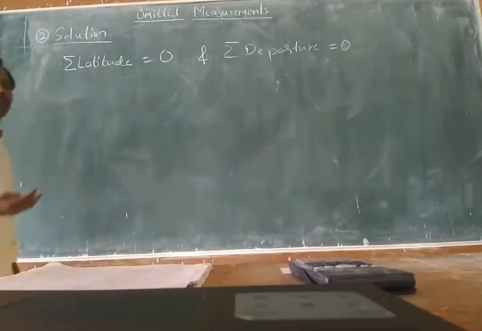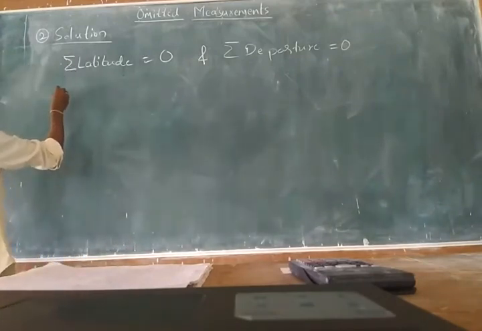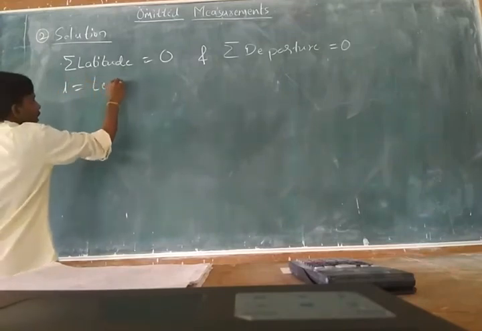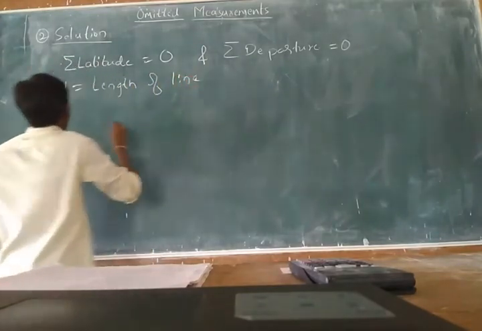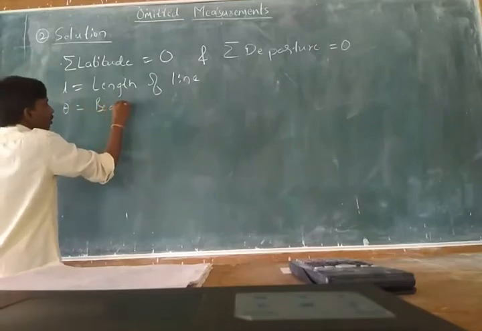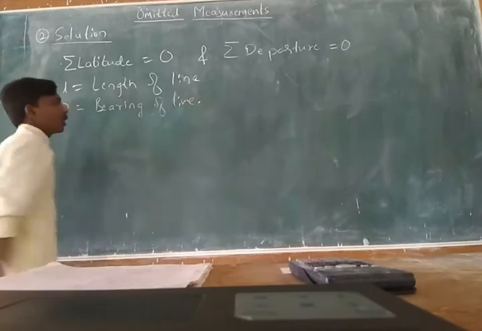We will get 4 lengths and 4 bearings. So let L be the length of line and theta be the bearing of line.